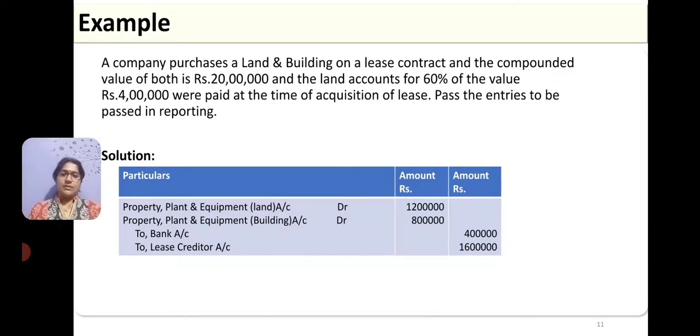So what is the journal entry that we are supposed to pass? We debit the PPE, that is property, plant and equipment, where it is land 12 lakhs, because 60% of 20 lakhs comes to 12 lakhs. And again property, plant and equipment, where 40% of the amount, that is of 20 lakhs, comes to 8 lakhs, goes to building. So both put together make it 20 lakhs. Out of 20 lakhs, at present 4 lakhs is being paid. So we credit that 4 lakhs to the bank account, and whatever is unpaid yet will go to the lease creditor account. As and when it is paid, the lease creditor keeps reducing.